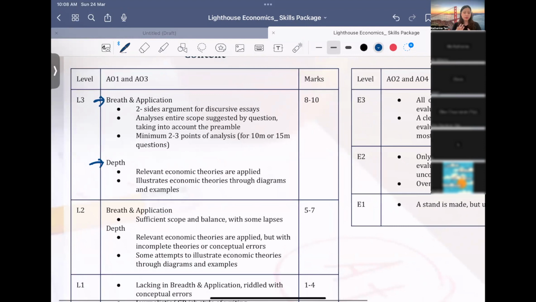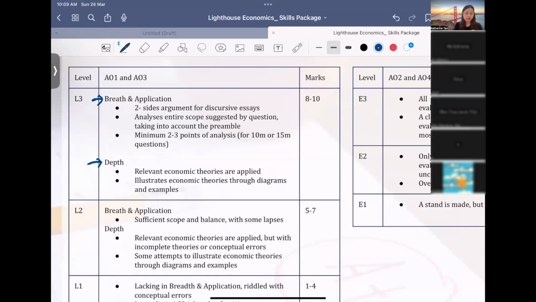So for breadth and application, for discursive essays, essays that look at things like discuss, assess, and so on, usually your 15-mark questions, you need to have a two-sided argument. Two-sided arguments means you must have your thesis and your antithesis. And the second point is you need to analyze the entire scope suggested by the question.